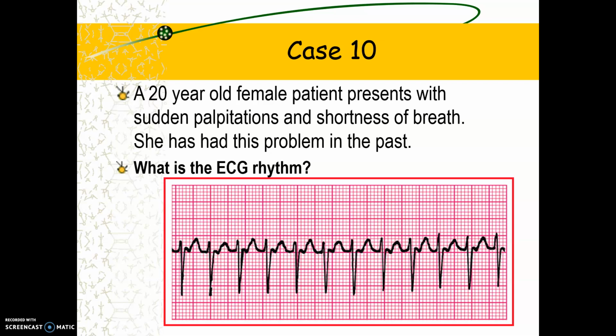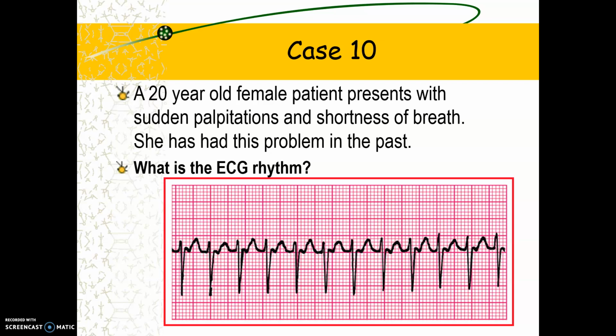Here's a 20-year-old female who presents with sudden palpitations and shortness of breath. So this is a tachycardia. The rate is more than 150 beats per minute, closer to 180, because it's 300 divided by the number of large squares, or alternatively 1500 divided by the number of small squares between QRS complexes. It looks regular.